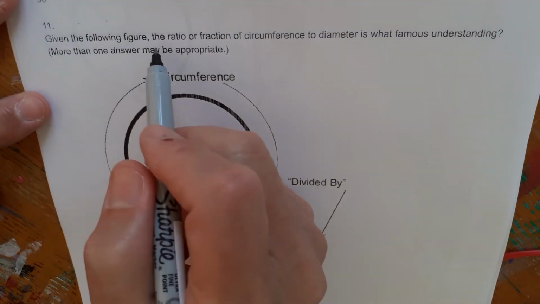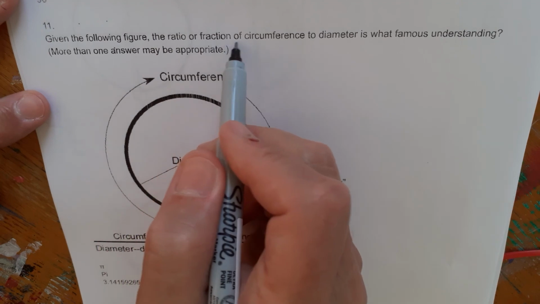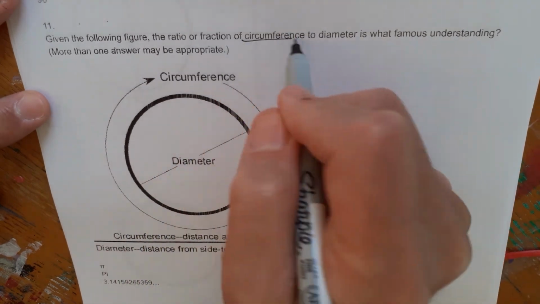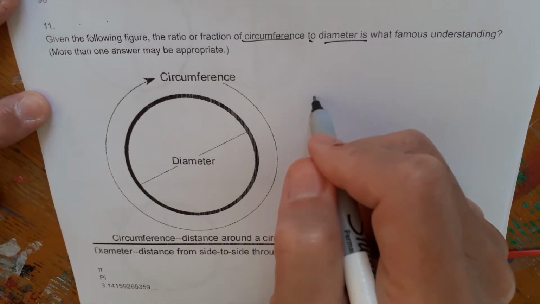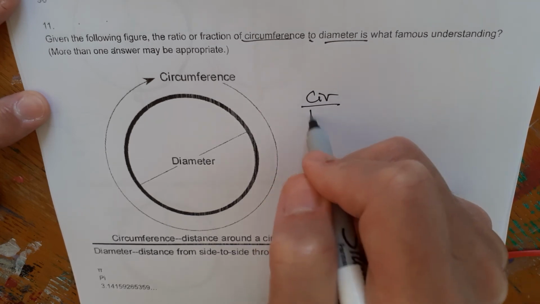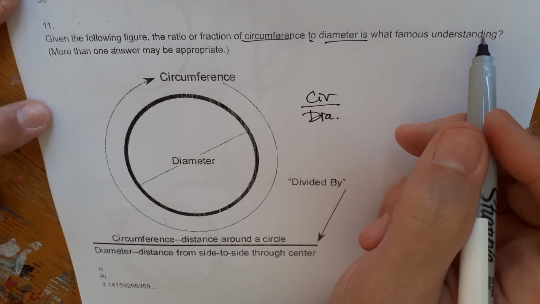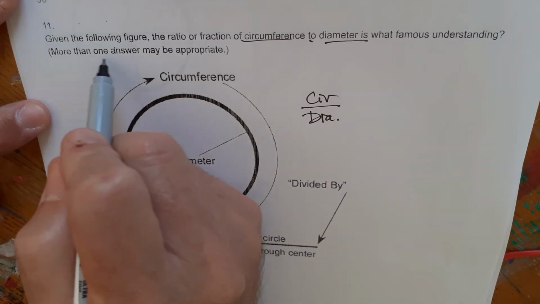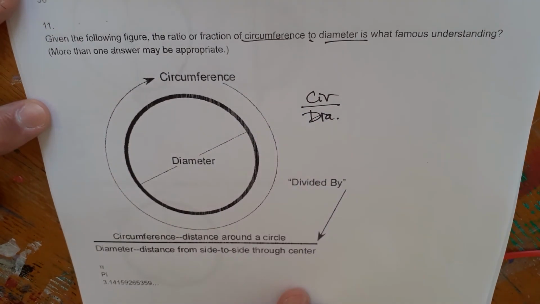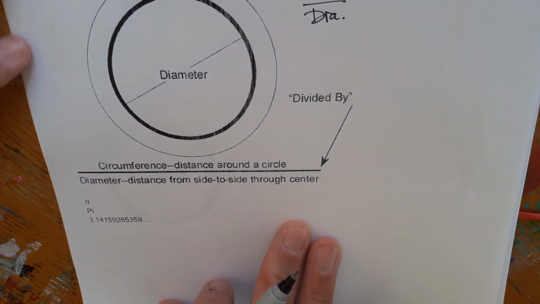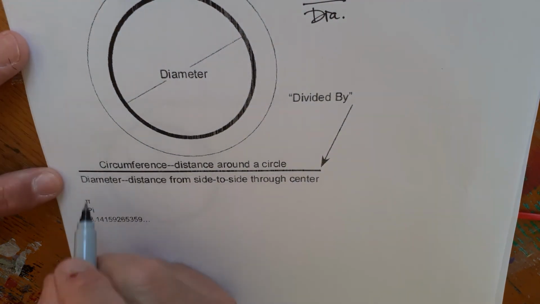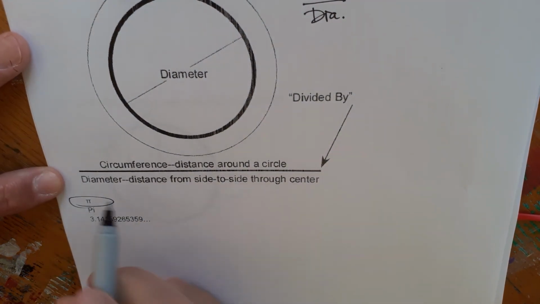So given the following figure, the ratio or fraction of circumference to diameter. So circumference divided by diameter is what famous understanding? I like that. More than one answer may be appropriate. That's interesting. What are my answer choices? Okay, I get it. Pi is correct. Pi is correct. And pi is correct.